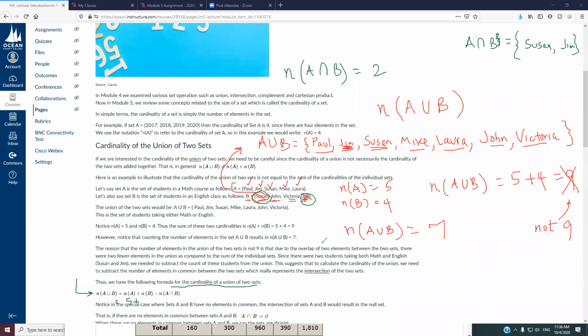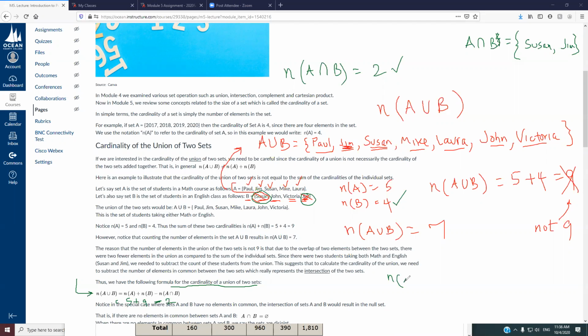Plus the cardinality for set B, which is 4. Those were the students taking English. But then I have to subtract the number of students that were in the intersection. The number of students in the intersection was 2, so I have to subtract a 2 here. What I'm doing is subtracting the number of students that were taking both math and English, because I don't want to double count them. Remember, I already counted Susan and Jim as part of N sub A.